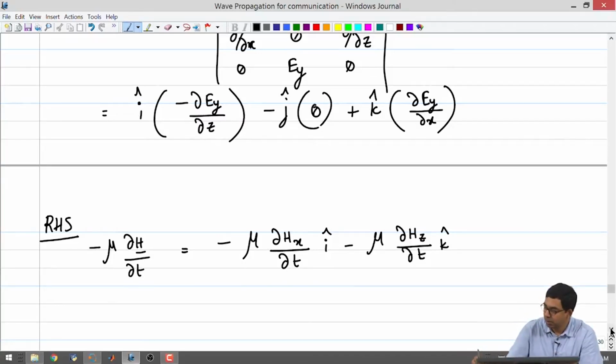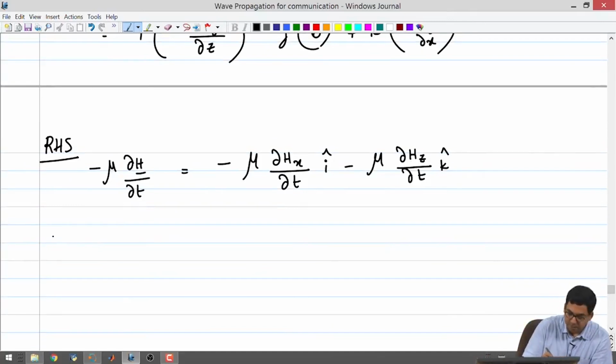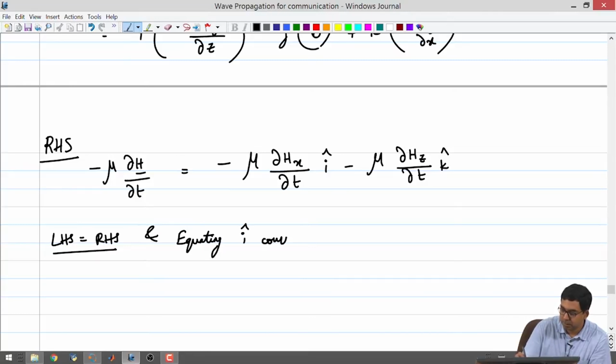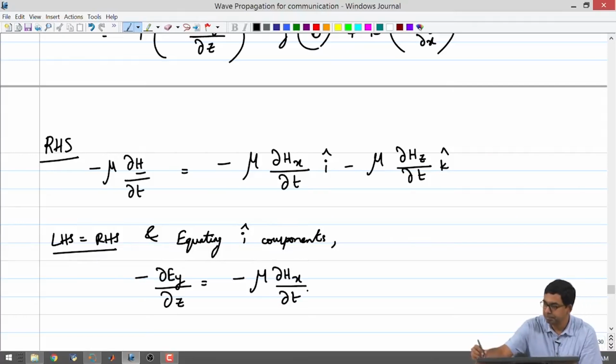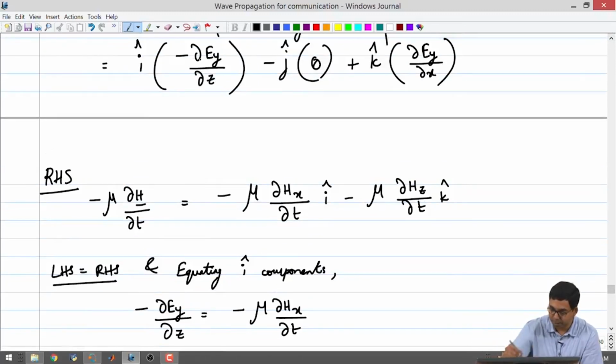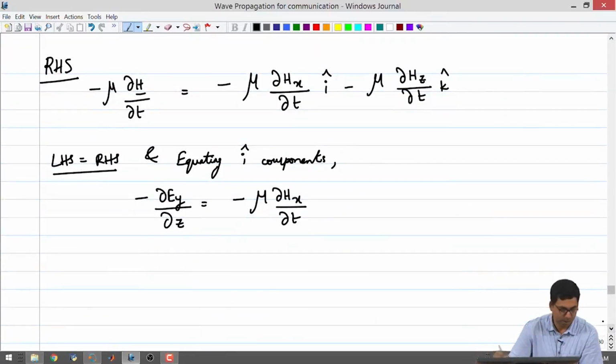So, the first thing you can do is LHS equal to RHS and equating only the i component. So, you will have minus ∂Ey/∂z is equal to minus mu ∂Hx/∂t. Minus ∂Ey/∂z is equal to minus mu ∂Hx/∂t.